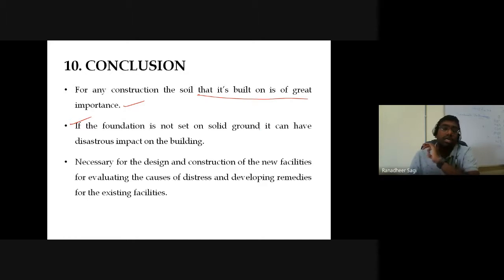So the geotechnical investigation plays a major role in deciding the suitability of the foundation, which type of foundation is suitable there. And depending on the type of foundation you are taking up, your subsequent structure would also depend on it. This geotechnical investigation is very much suitable in design and construction of new structures, and also for evaluating the causes of distress in case there are any failures that have happened in the ground or any existing structure.